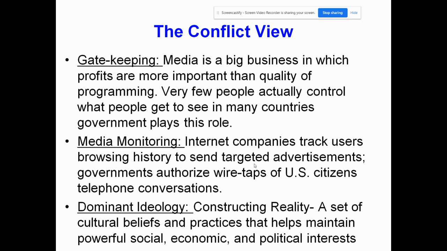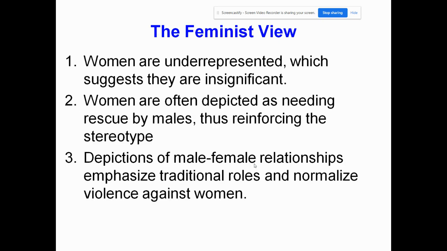And then the other big problem with the conflict view in terms of the mass media is that they believe it really does construct a certain set of cultural beliefs and practices, and that it maintains the powerful social, economic, and political interests in the country, and it limits opportunities for many in the country.